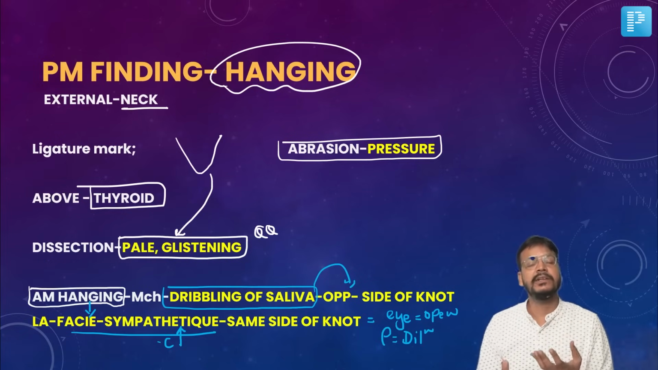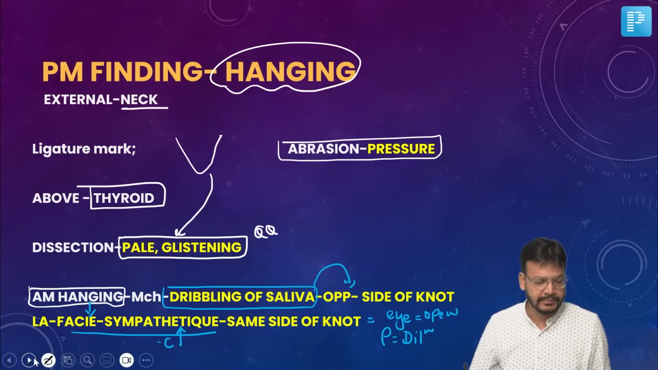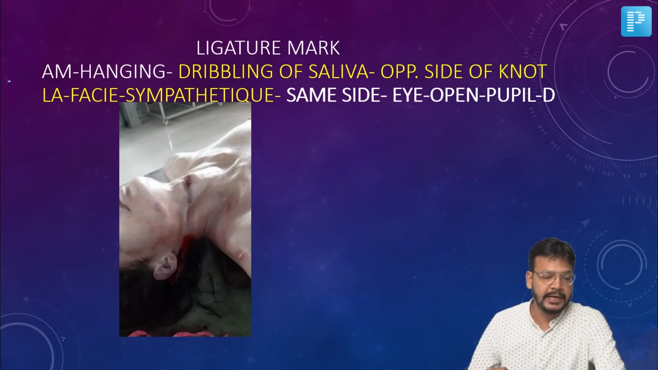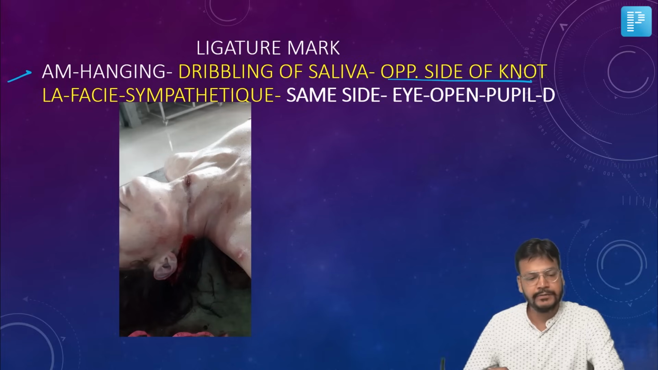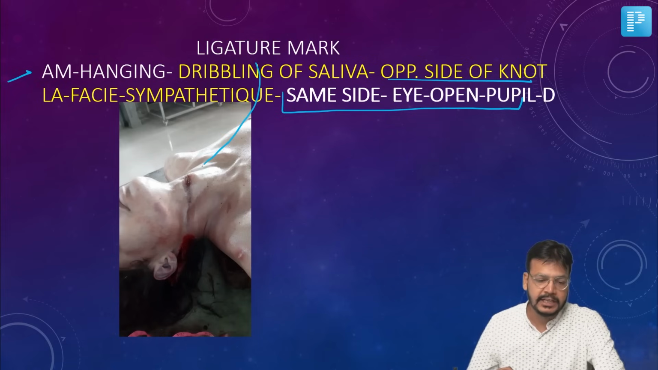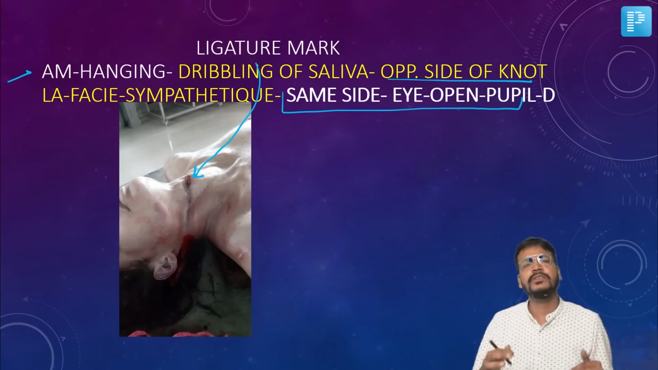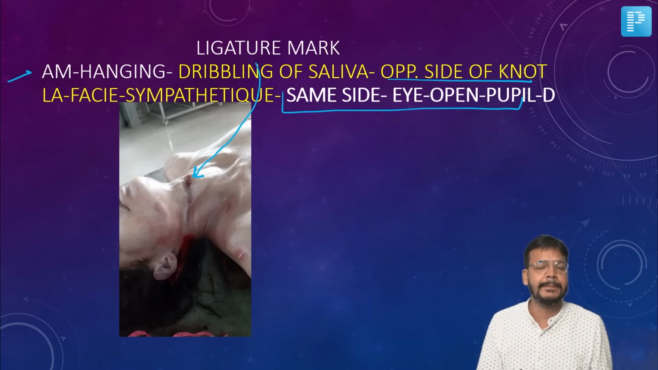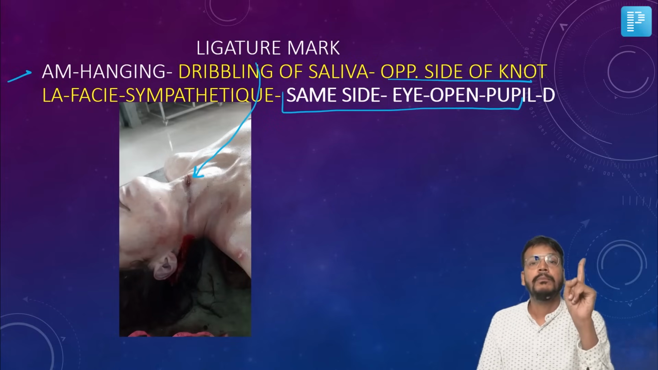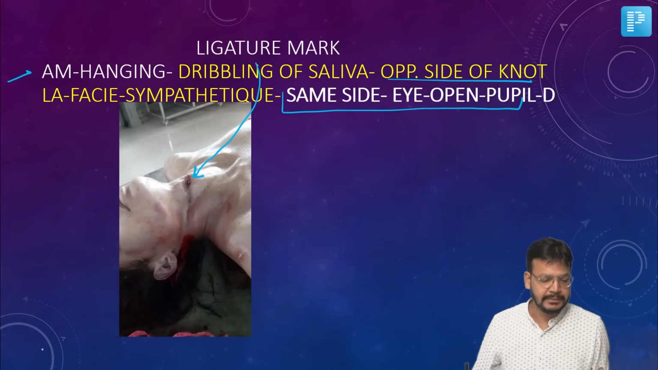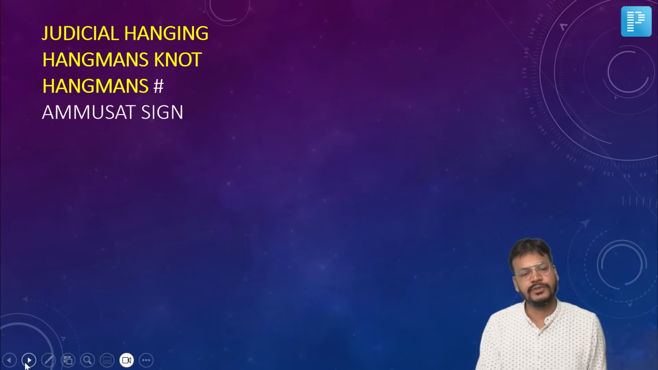So you can see the ligature mark, and after dissection of the ligature mark, it is a pale and glistening area. As I told you, in antemortem hanging, dribbling is seen on the opposite side of the knot. La facies sympathetique: on the same side of the knot, the pupil is dilated and the eye is open. You can see the oblique ligature mark. Sometimes it is transverse also, but the oblique ligature mark is incomplete because at the site of the knot it is absent. The most characteristic finding of antemortem hanging is dribbling of saliva, and la facies sympathetique is due to cervical sympathetic chain stimulation.